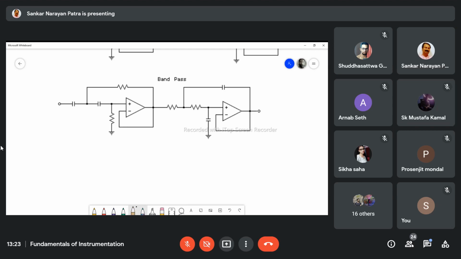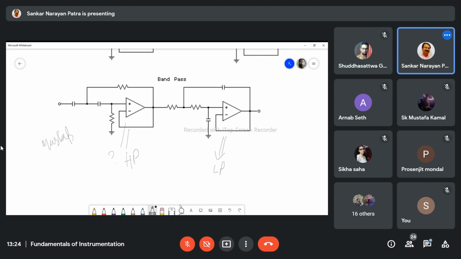Left is what? High pass. Right is what? This one, sir, high pass. What is this one? Low pass. Who said the name? Who said this one? Sir, Mustafa.